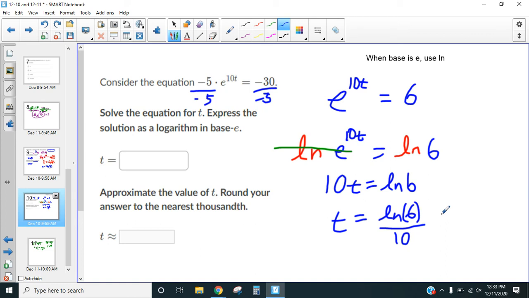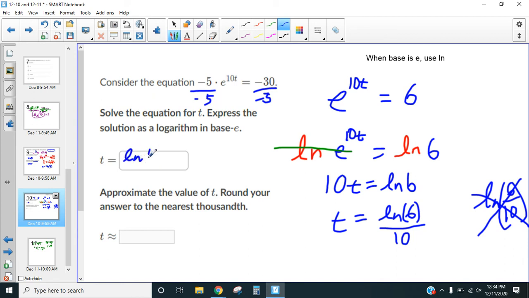Notice this is not the natural log of 6 over 10. There's a difference between that, what I wrote, and this. This is not the same thing. This is natural log of 6, and then divide by 10. So that's what we're going to put here.